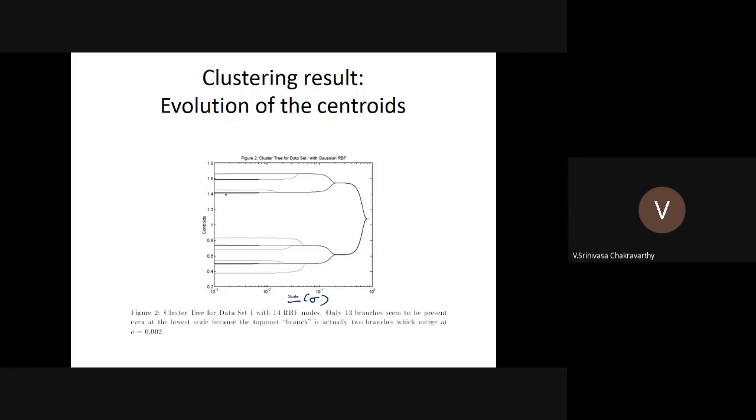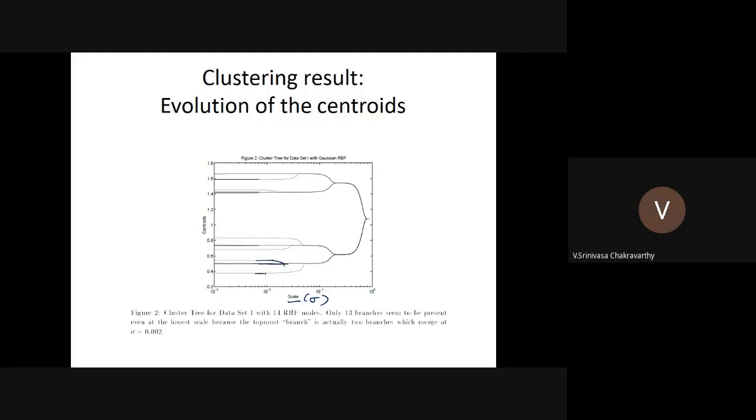So then I gradually increase the scale value. The centroids also change a little bit. They're almost flat, so they don't change much. But as the scale increases, you see that some centroids merge. Here I have two centroids, one is like this, another is like this. When this scale parameter reached about this value, these two centroids merge.